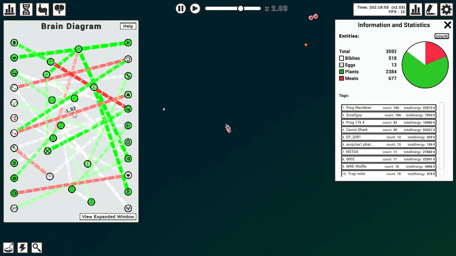Because if a meat is to the left of it, this is gonna be a negative number, right? And it's gonna turn this into a positive, which means that meat on the left makes it want to lay, and meat on the right makes it not want to lay.